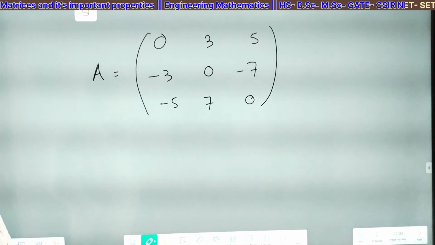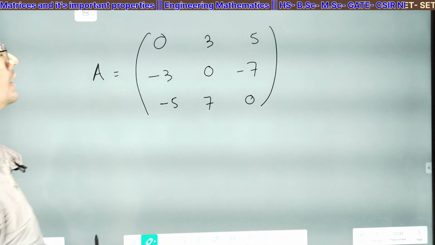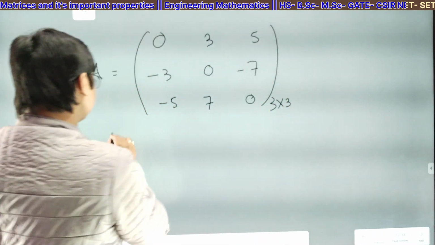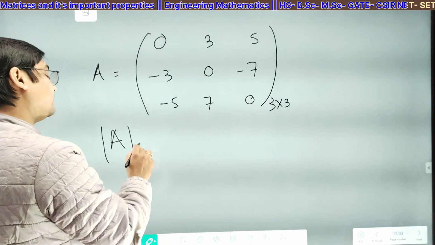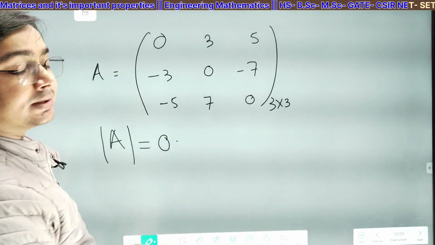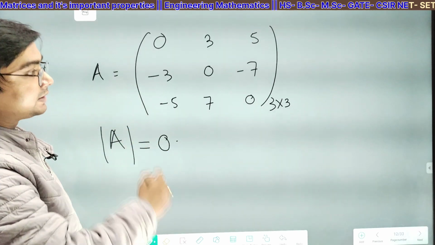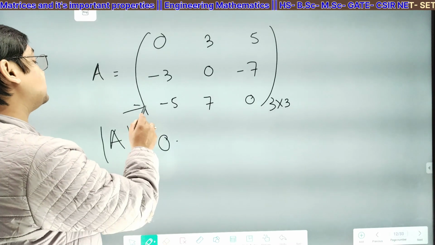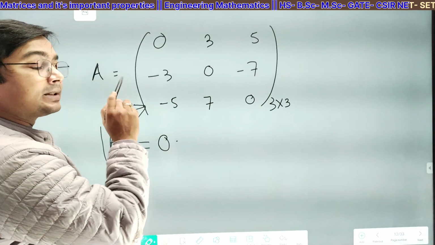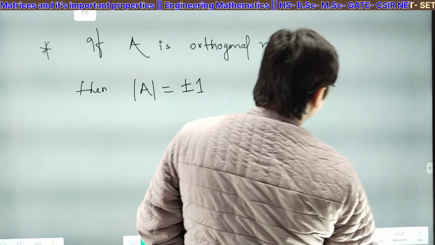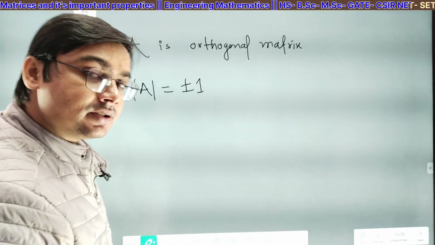Yes, this is a skew symmetric matrix, you already know this thing, and the order of this matrix is 3 by 3. So the determinant of this matrix will be 0. Our matrix is a skew symmetric matrix as well as of odd order, so the determinant of this matrix will be 0 here.